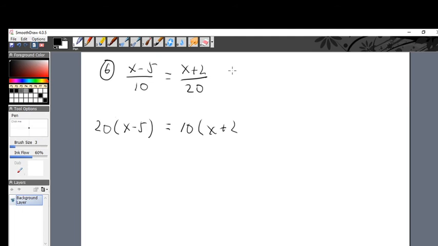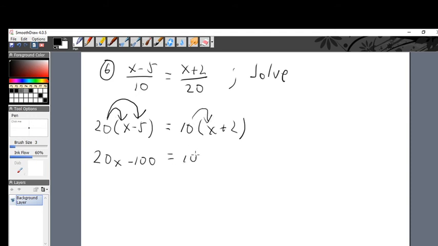We're looking for x. If they're giving us any instructions, they'll say solve or solve for x. Anyway, the right-hand side is 10 times x plus 2. Okay, let's get this going. Distribute the 20 across the parentheses. 20 times x is 20x. 20 times negative 5 is negative 100. Equals 10 times x is 10x, and 10 times 2 is 20.